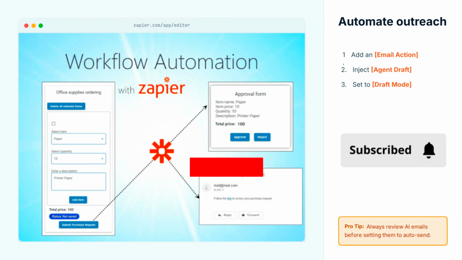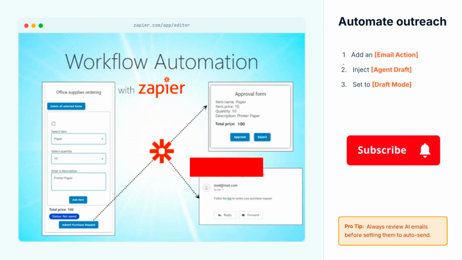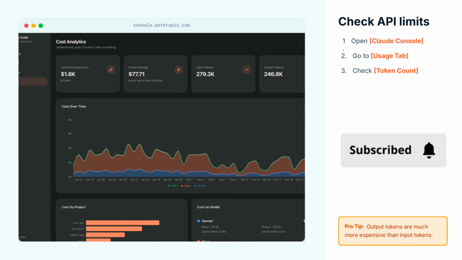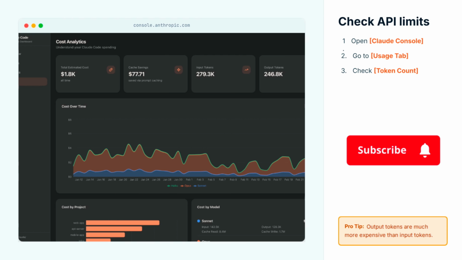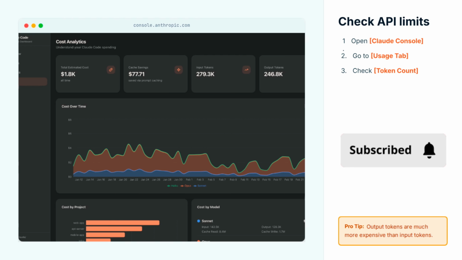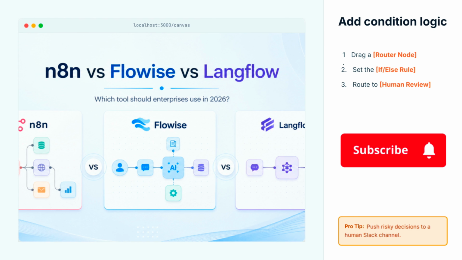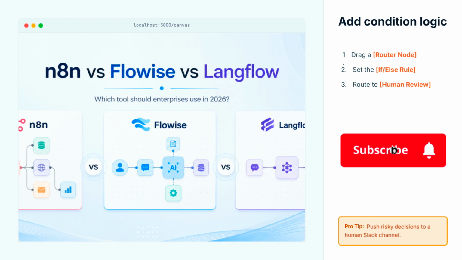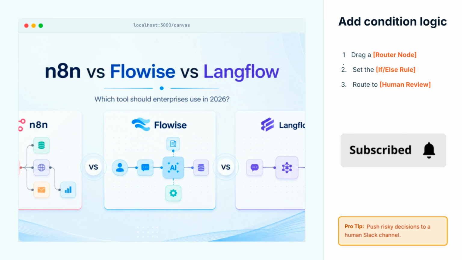Automate outreach by adding an email action, injecting the agent draft, and setting it to draft mode. Always review AI emails before setting them to autosend. Check API limits by opening the Claude console, going to the Usage tab, and checking the token count. Remember, output tokens are more expensive than input tokens. Add condition logic by dragging a router node, setting the if-else rule, and routing to human review. This ensures high-value or complex cases get human attention.